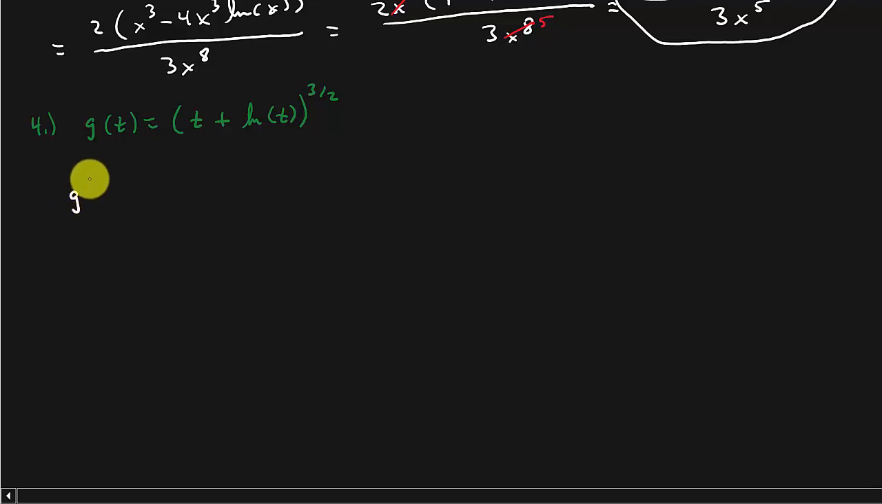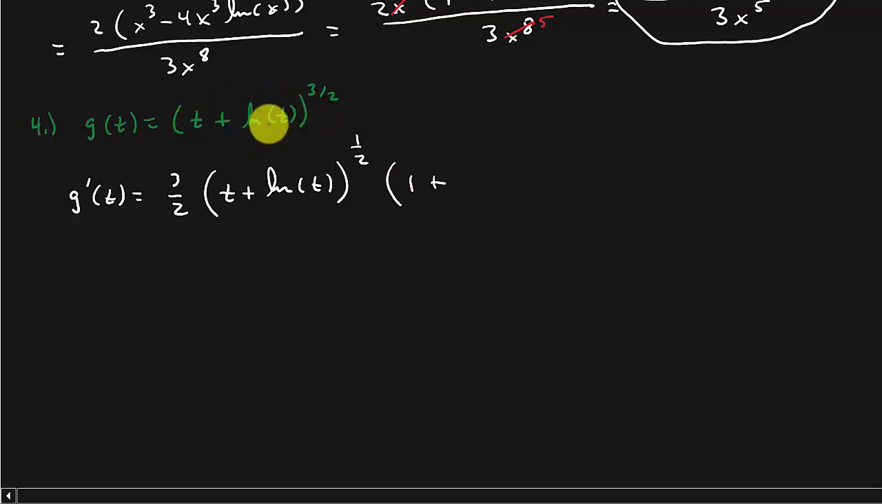So we've got g prime of t is equal to 3/2 times (t plus natural log t) to the 1/2. Right, the 3/2 comes down, subtract 1 from the exponent, times the derivative of what's inside the parentheses. So the derivative of t is 1, derivative of natural log t is 1 over t.